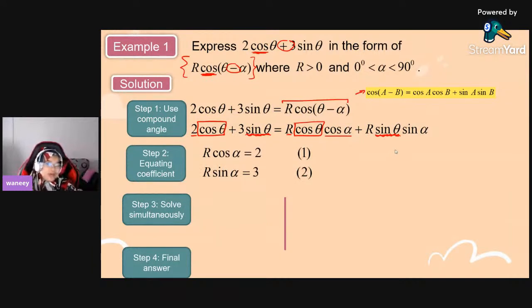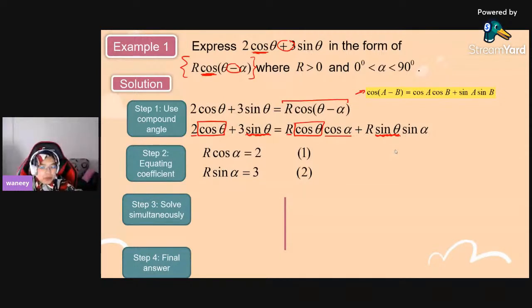Okay, so we do have the first equation and the second equation. Therefore, we need to solve them simultaneously. So, for trigonometric functions, we don't do the elimination method. Okay, so in order to find out what is the value for r, I'm going to square them.